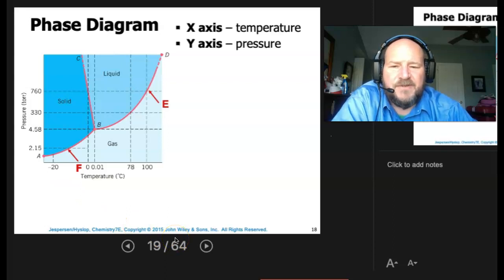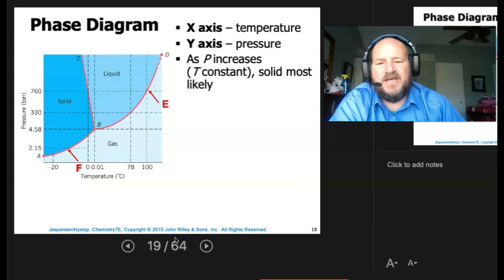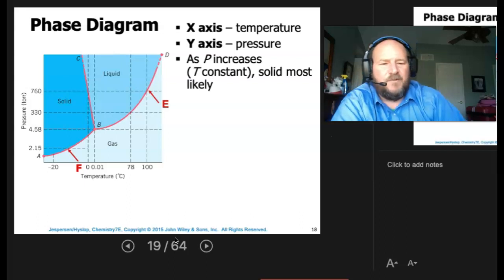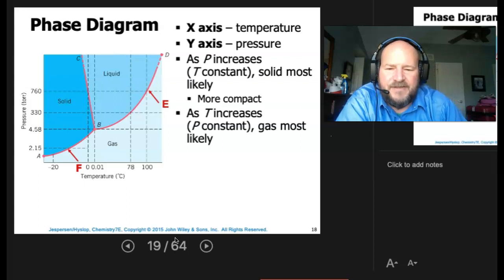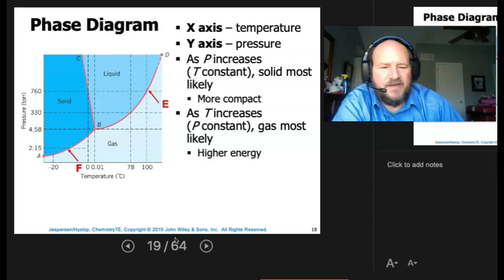So x-axis temperature, y-axis pressure. As P increases, solid will be most likely, right? And that's because it's more compact. We're giving it more pressure. As T increases, the gas is going to be most likely. Of course, that's because we're giving it more energy.